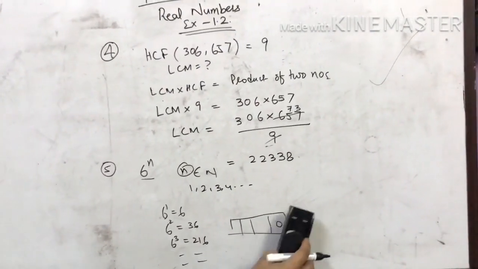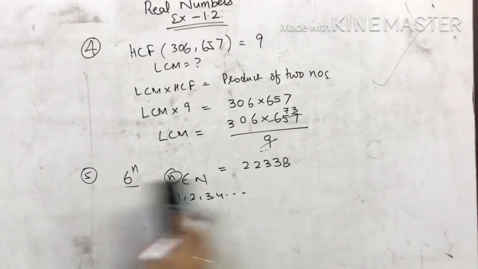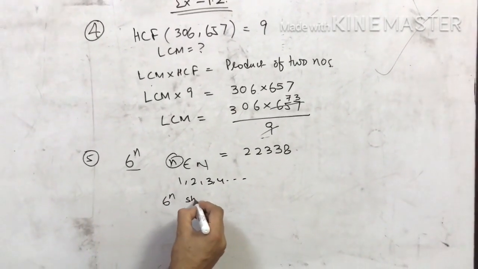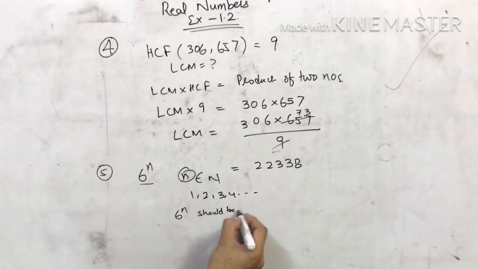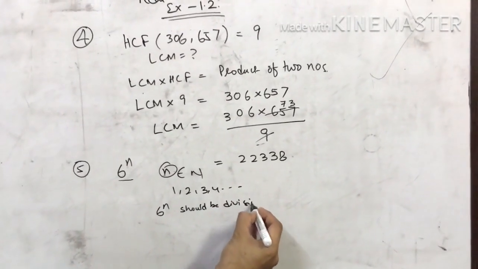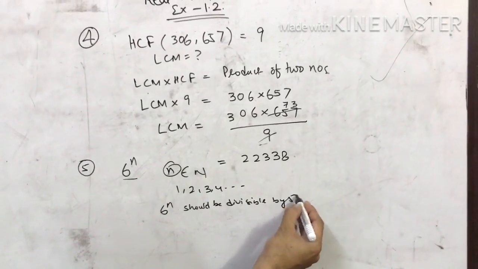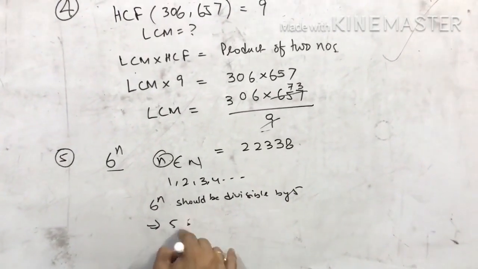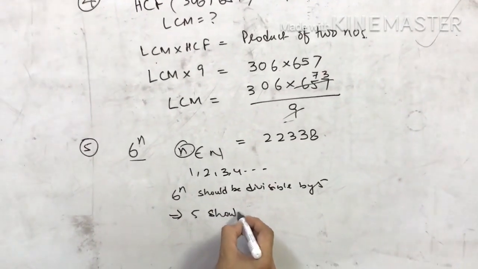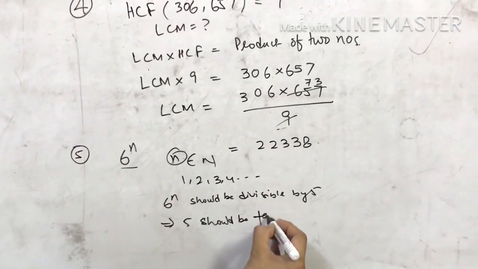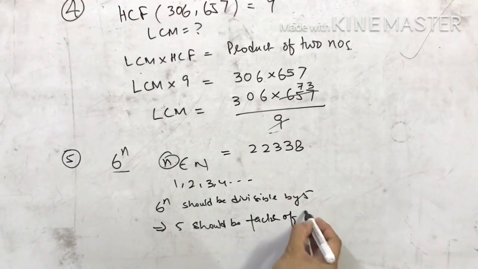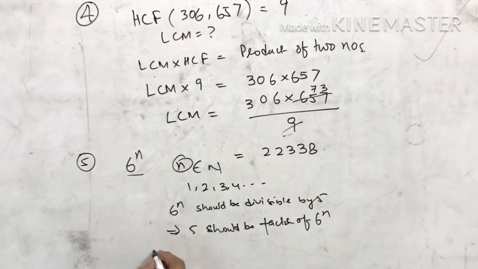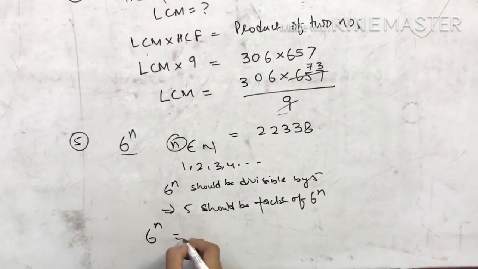When you want unit digit 0, it means that the number should be divisible by 5. So 6 to the power n should be divisible by 5. That is, 5 should be a factor of it. If it is so, then only we get 0 at the unit place. Now let's check the factors of 6 to the power n.